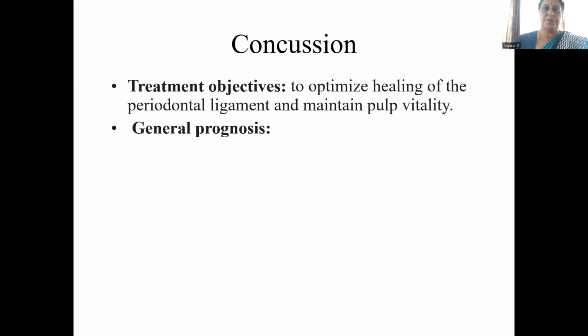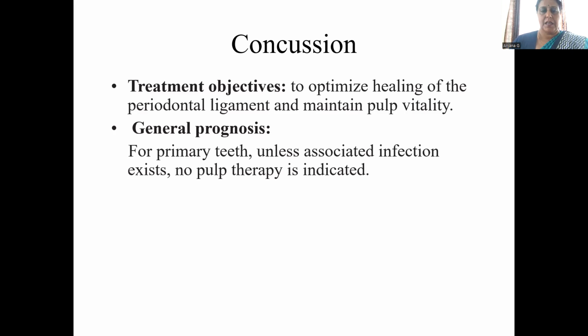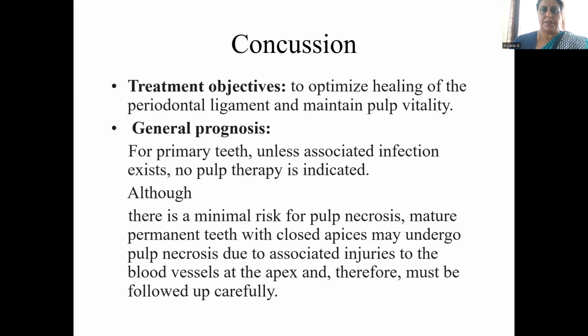Treatment objective is to optimize healing of the periodontal ligament and maintain pulp vitality. For primary teeth, unless associated with infection, no pulp therapy is indicated. Although there is minimal risk for pulp necrosis, mature permanent teeth with closed epiphyses may undergo pulp necrosis due to associated injuries to the blood vessels at the apex and therefore must be followed up carefully, which means that you will have to recall the patient back after 2 weeks to do a pulp test.